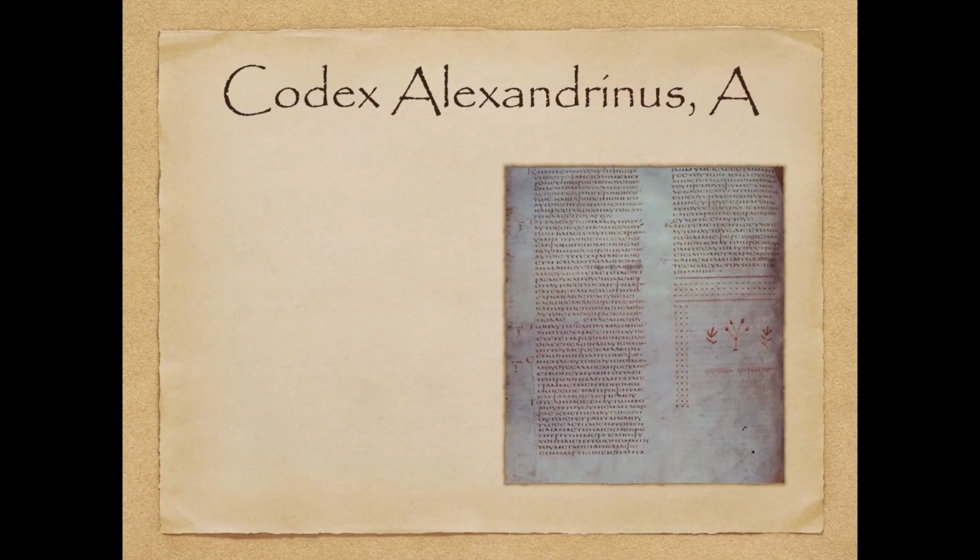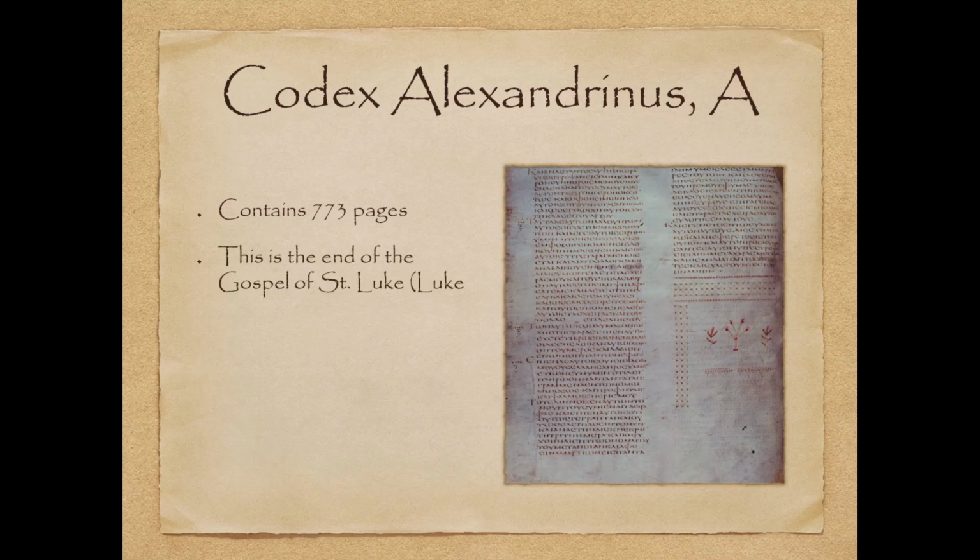Now here is a picture of the codex zoomed in. It contains 773 pages, 630 for the Old Testament and 143 for the New Testament. This is the end of the Gospel of St. Luke, or Luke to most Protestant groups. It is marked by a tailpiece, a distinctive ornamental panel with stylized decoration. Similar tailpieces accompany the titles of each of the books of the Bible.